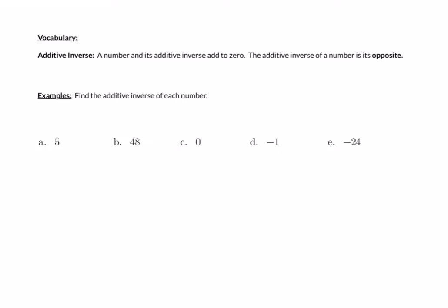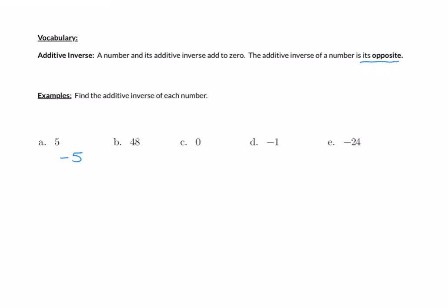When we talk about signed numbers, we have a new term called the additive inverse. A number and its additive inverse add to 0. So the additive inverse of a number is its opposite. Let's make sure we understand what we mean by opposite. For the examples below, let's list the additive inverse. For 5, what is the opposite of 5? It is negative 5. 5 and negative 5, when you combine them, combine to 0.